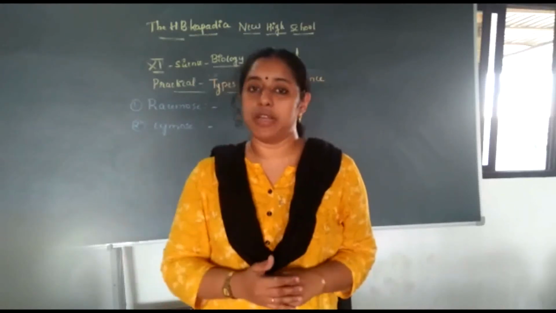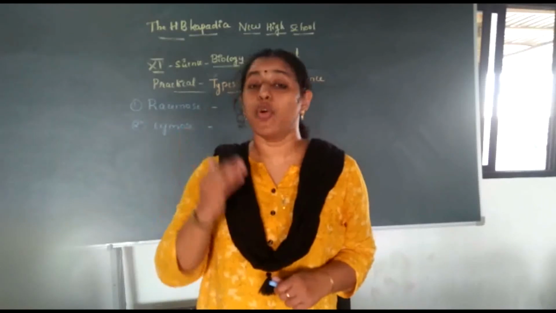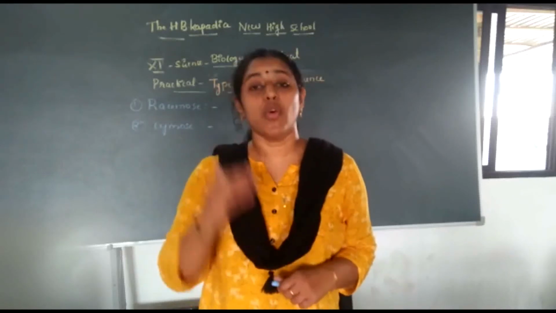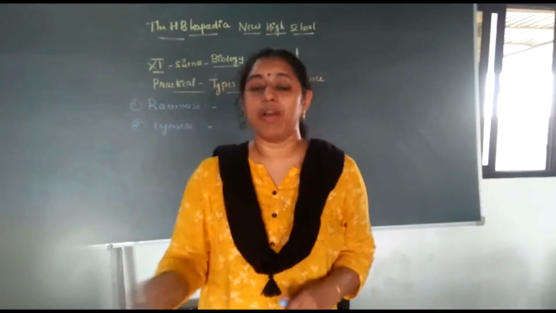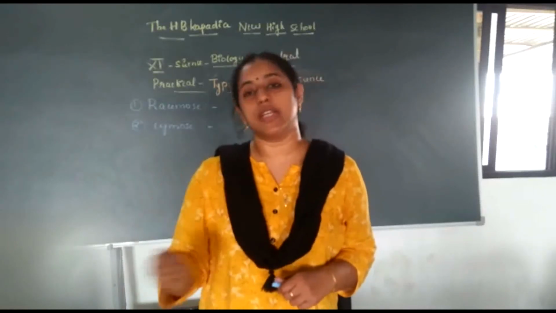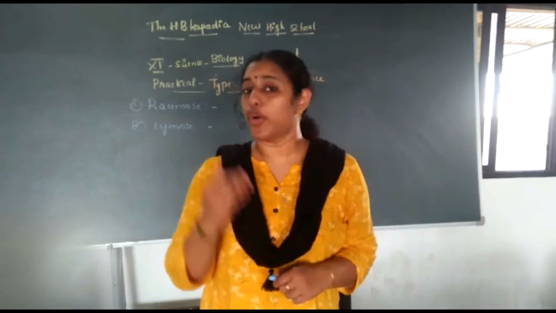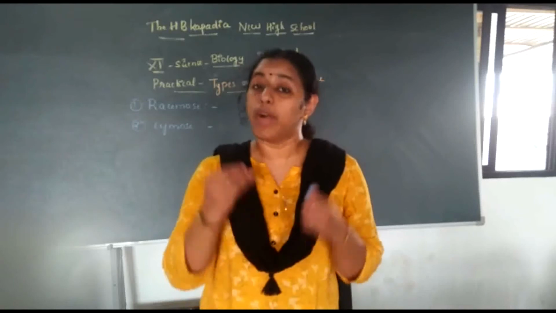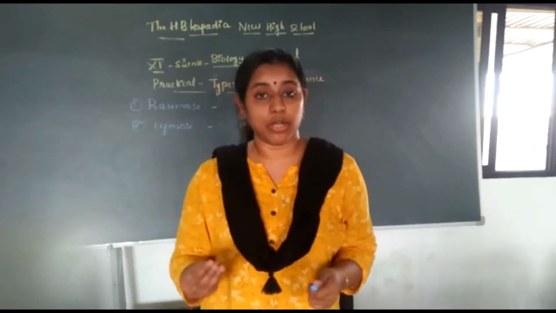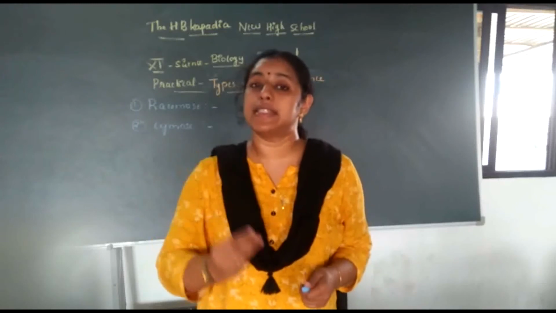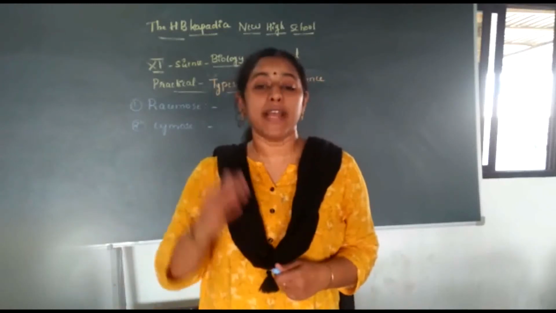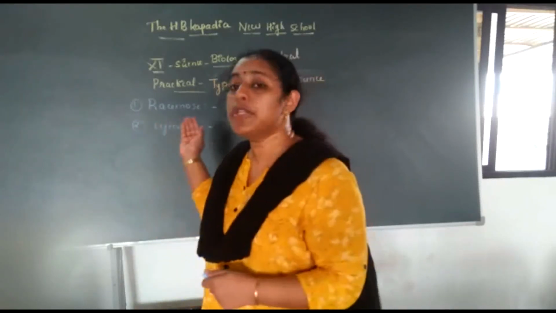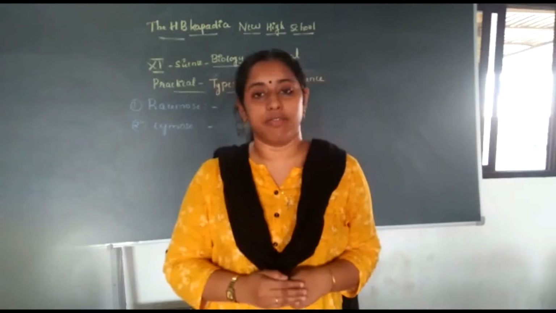Now what is cymose inflorescence? When the growth of the floral axis is limited, the floral axis is terminated into a flower, then it is called cymose inflorescence. So what is cymose inflorescence? When the growth of the floral axis is limited. Why is the growth of the floral axis limited? Because the floral axis is terminated into a flower. That is called cymose inflorescence. Now I am going to show you examples of each racemose and cymose inflorescence.